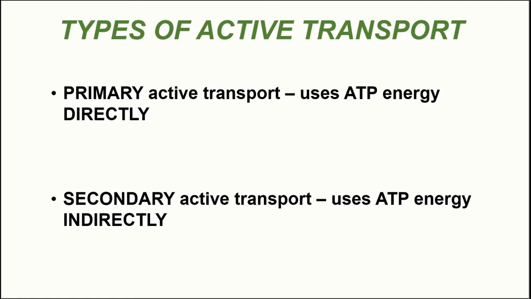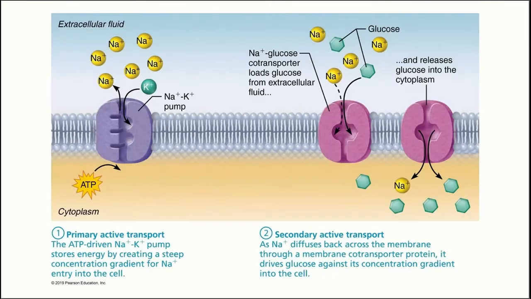So there are 2 types of active transport: primary active transport and secondary active transport. These 2 differ not only in their name, but also slightly in their function. Primary active transport makes use of that ATP hydrolysis energy directly, and secondary active transport uses ATP energy, but in an indirect way. So let's discuss primary active transport, and then we'll take a look at secondary active transport to see how that works as well.